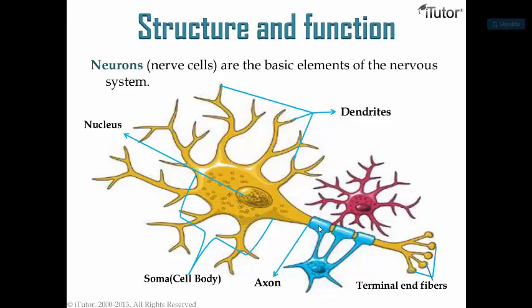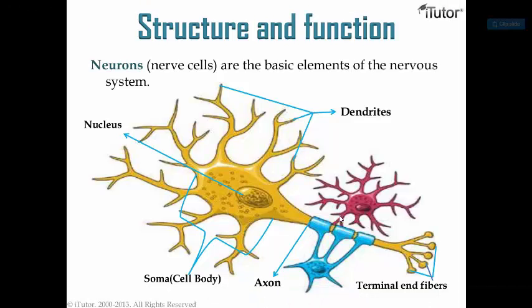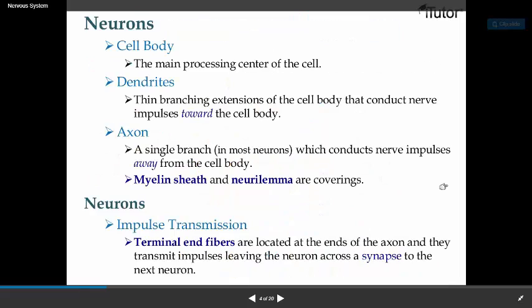The nervous system also relies on specialized support cells. For example, there are cells called Schwann cells that cover the axons. A collection of Schwann cells is called a myelin sheath. It's a cover of the axon and helps the axon to send the messages. So we have the cell body, the dendrites, and the axon.